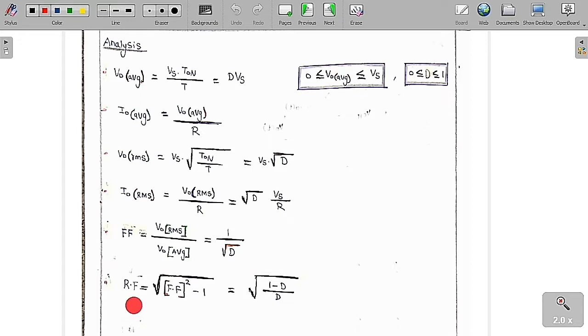If you want the ripple factor, it is under root of form factor whole square minus 1. If you substitute here, we are going to get under root of 1 minus D by D. So these are the things that you are going to get finally with the help of this graph.